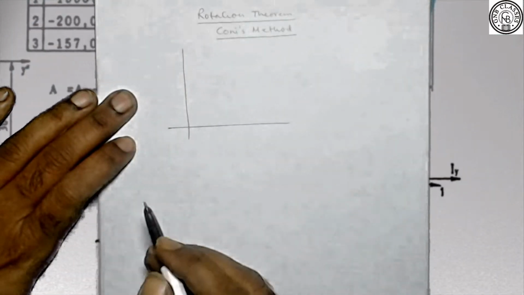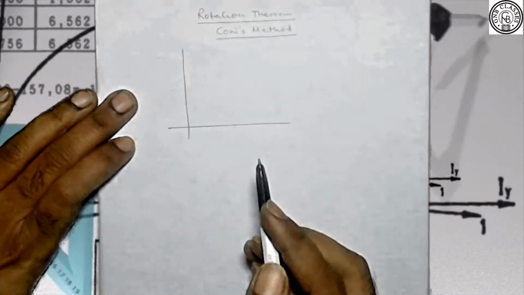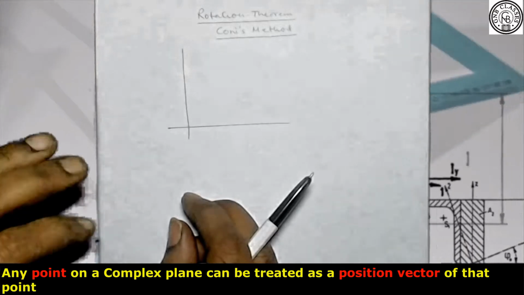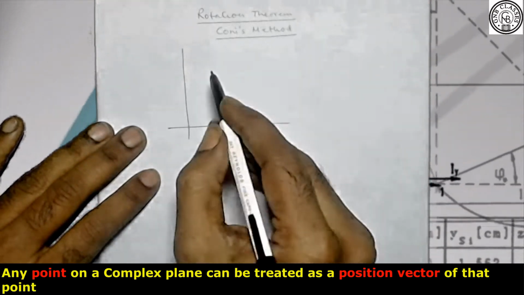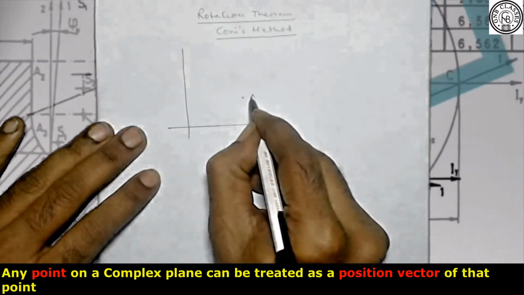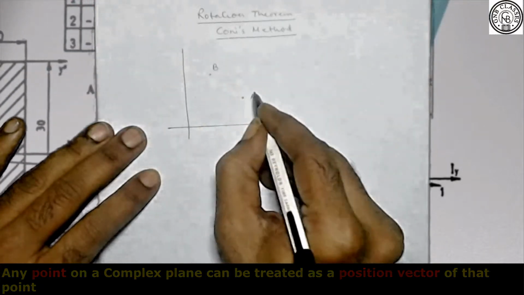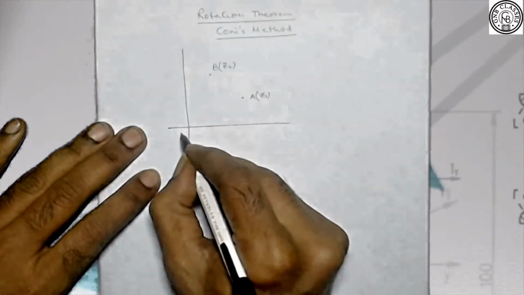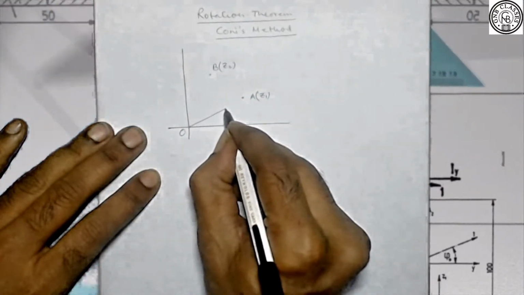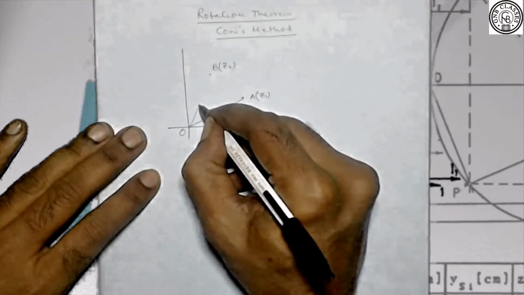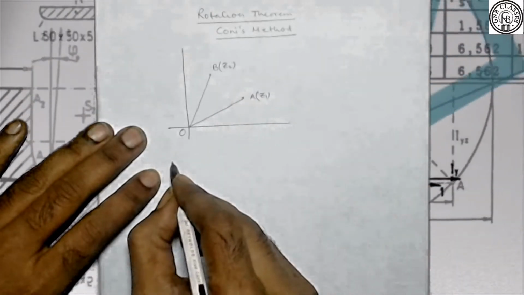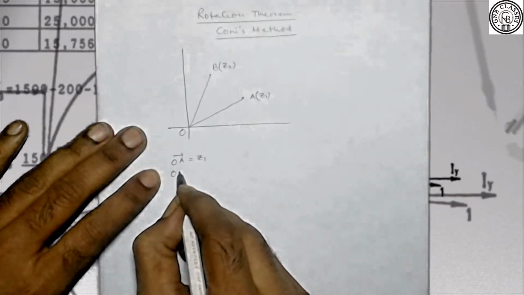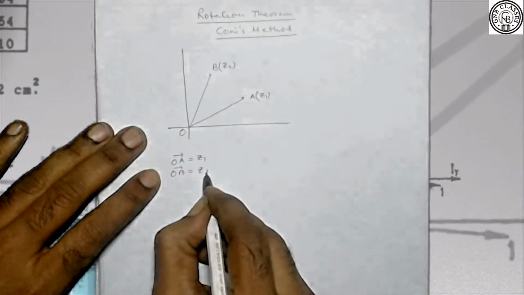On a complex plane, as I discussed in the previous video, any point on the complex plane can be treated as the position vector of that point. Let me say two points, A and B, associated with the complex numbers Z1 and Z2. If I join them from the origin, we get two vectors. One is OA, which is Z1. Another one is OB, which is Z2. Is it clear?